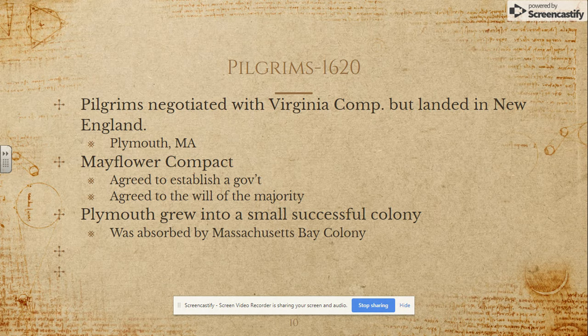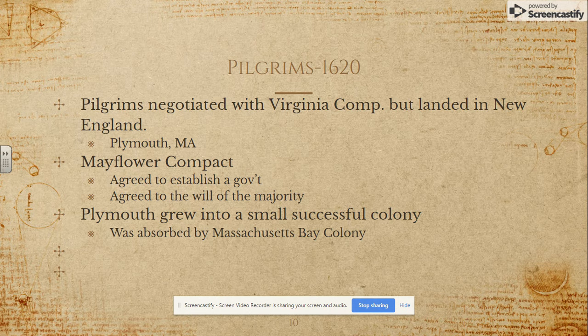But this idea of the majority decision and majority rule is something that the Pilgrims don't invent, but it is something that's going to take root in New England. And as we see when we talk about areas like Boston during the American Revolution, a lot of the foundation of that comes from this idea that the people in that area are the ones who should be making the decisions. Now, Plymouth grows into a small, successful colony, and it'll eventually be absorbed by the Massachusetts Bay Colony.